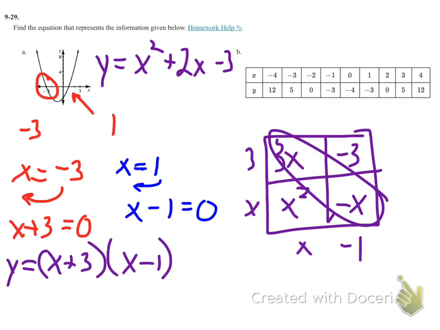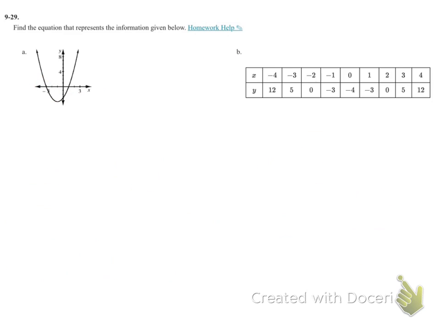I'm going to do a very similar idea for problem B. But for problem B, I'm given a table instead of a graph. But my x-intercepts are still these values now. It's when y equals 0. So x equals -2 and x equals +2.